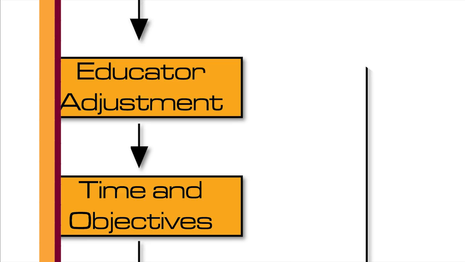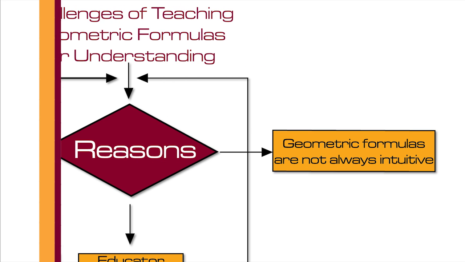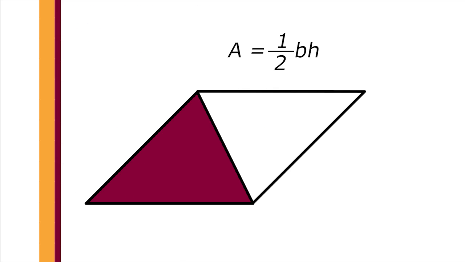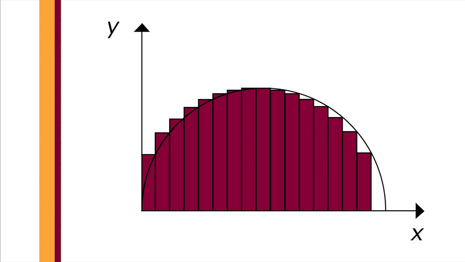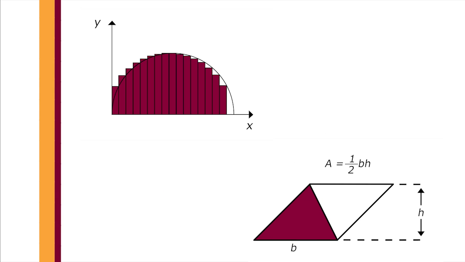A third reason for this difficulty, and perhaps the most imposing one, is that geometric formulas are not always intuitive. While some formulas, such as the area of a triangle, can be understood relatively easily with the right drawing, explanations of others, such as the area of a circle, are much less obvious, and reserved as calculus topics in some cases. In short, presenting these complicated concepts in an uncomplicated way is no easy task.